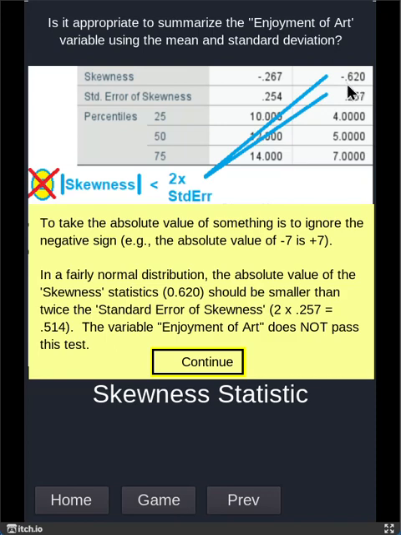Is it significant? To make that decision, I compare the skewness to twice the standard error. You could use a calculator if you need to, but I'm looking at that 0.620, the absolute value of it. I'm comparing it with twice 0.257, and here it's shown to equal 0.514. So 0.620 is bigger than 0.514. So yeah, this is consistent with it being skewed. So our enjoyment of art passed the first test, mean and median pretty close, but it's not passing the second test. So if it doesn't pass the third test, in this case, two strikes and you're out.